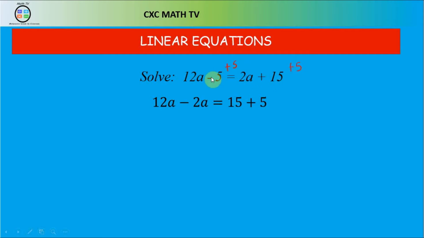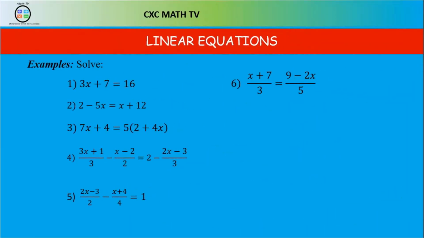I'm adding 5 to both sides, negative 5 plus 5, gone. Bring the 2a over here, so we do the subtraction. So in that case, we get 10a equals 20, and we divide both sides by 10, and that will give us a is equal to 2. Easy.